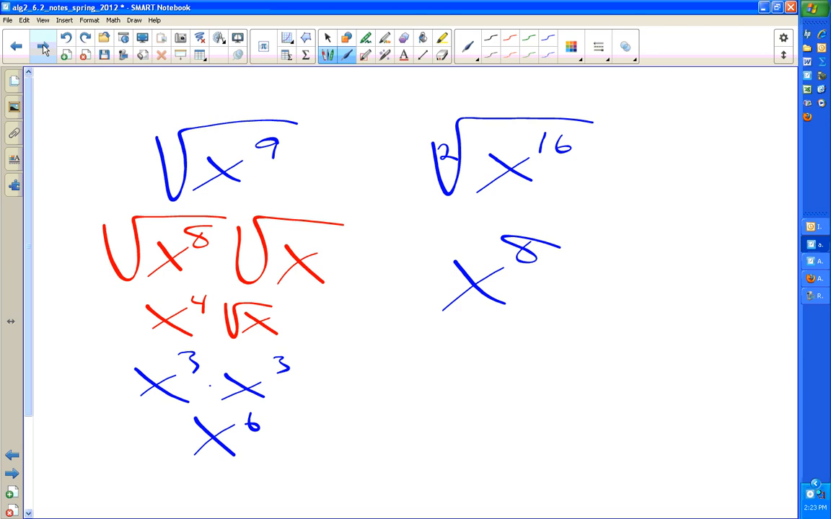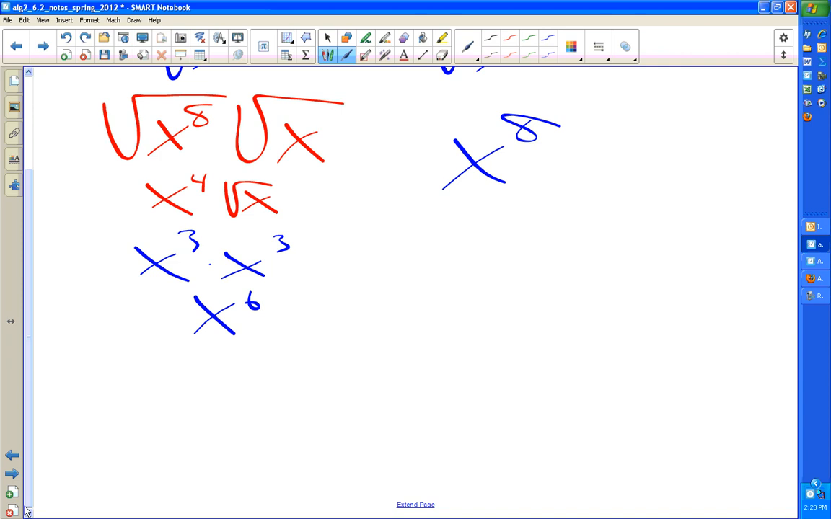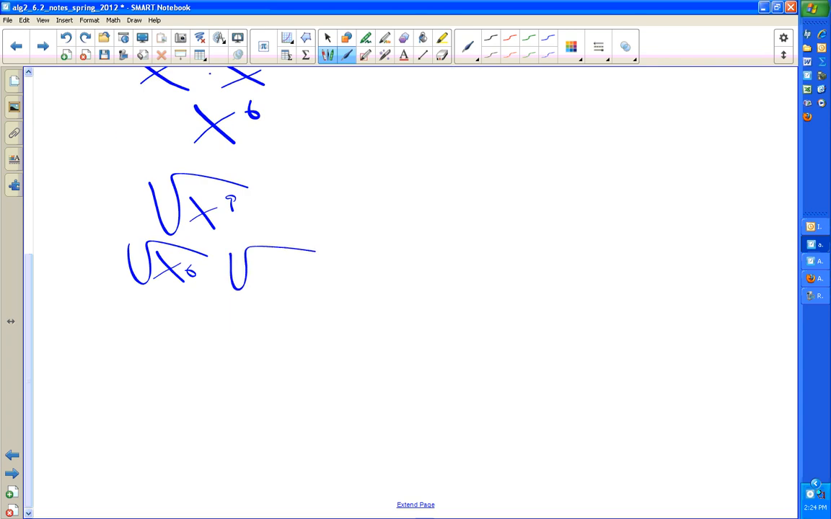So for x to the 9th, you could take out a good guy of x to the 4th, or x to the 2nd. This is a square root. X squared is a perfect square. So is x to the 4th, so is x to the 6th. So you have options with x to the 9th. If you did the square root of x to the 6th, what would the bad guy be?